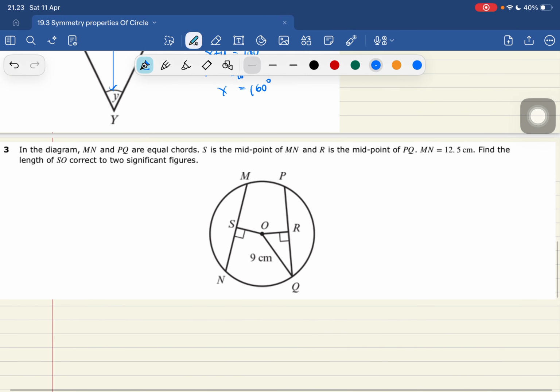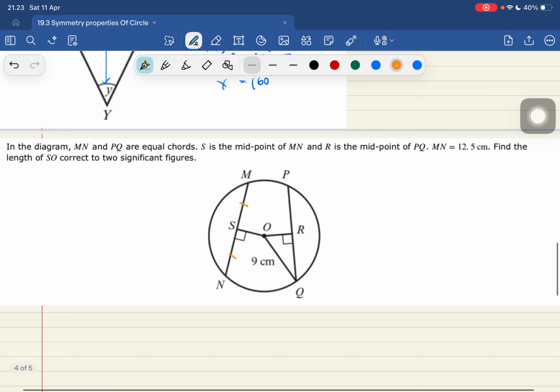Okay, number 3. In the diagram, MN and PQ are equal chords. S is the midpoint of MN, and R is the midpoint of PQ. MN is 12.5. So if this is 12.5, we need to find the SO here. Here also 12.5.